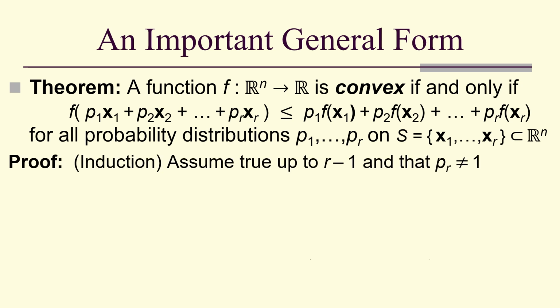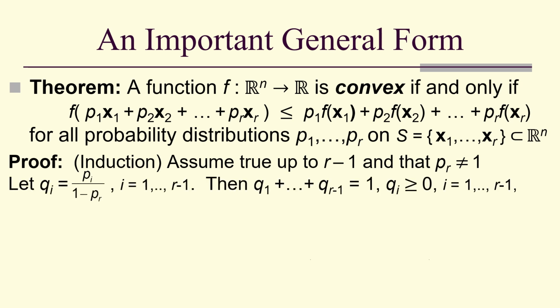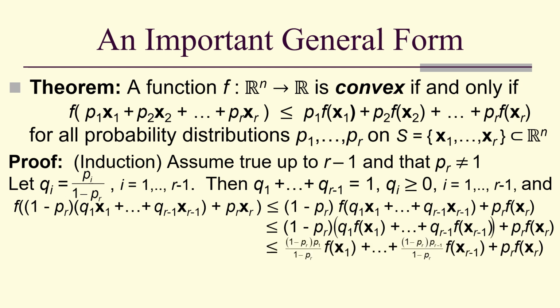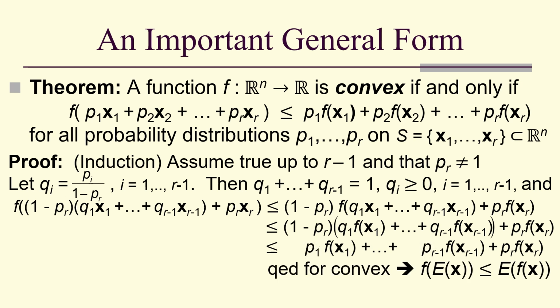The proof's by induction. We assume it's true up to r minus 1 and that pr is not equal to 1. And then we let q sub i be p sub i over (1 minus p sub r). Then the q1 to q(r minus 1) add to 1 and are non-negative. And if we use convexity, our definition, we end up with this expression. And notice that by the induction hypothesis we get this. And then we multiply through by 1 minus pr and use our definition of the q's. And we end up with our conclusion.